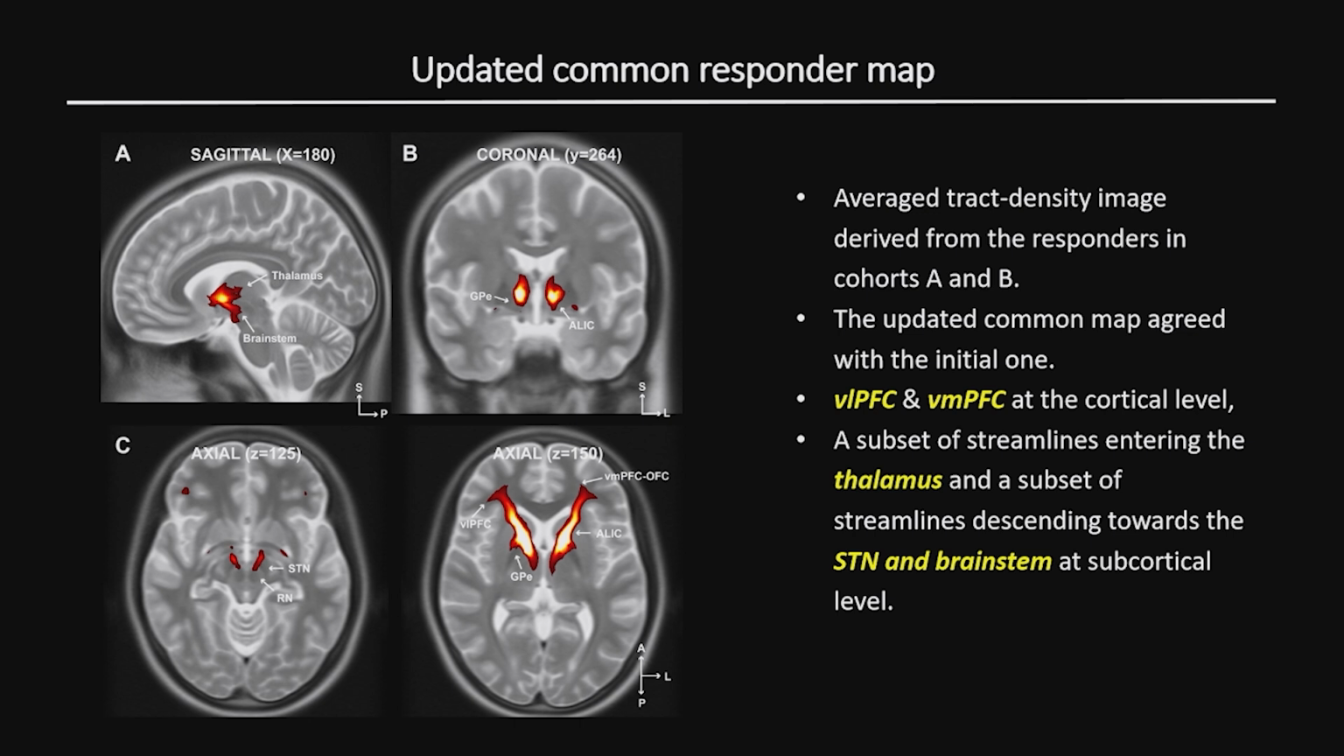So finally, we built the updated common map using all of cohort A and B, and this updated common map agrees with the initial common map we built using 3T data. Now this is 7T data. It showed the ventral lateral frontal, ventral medial frontal, thalamus, STN, and brainstem are associated with the OCD symptom improvement.